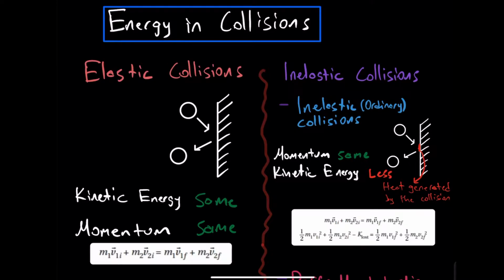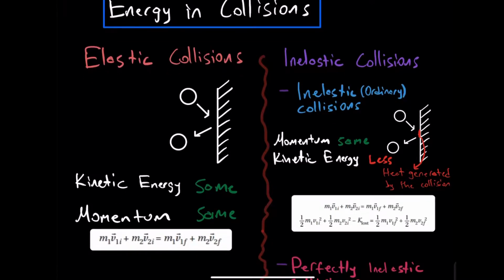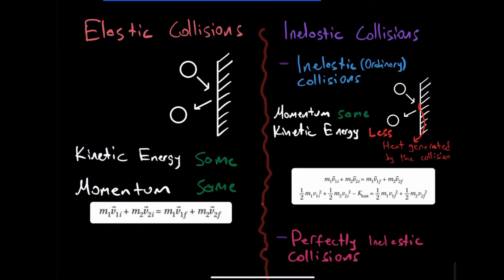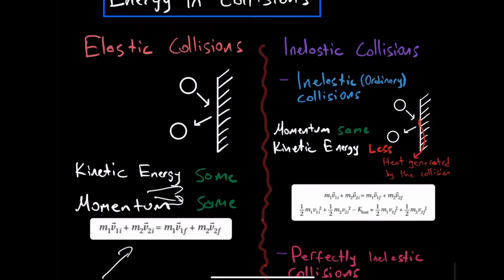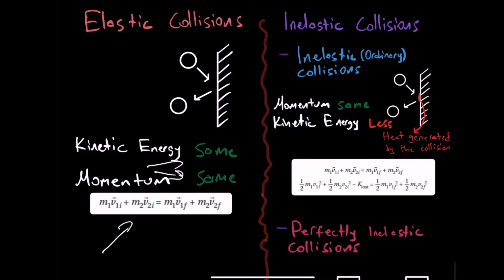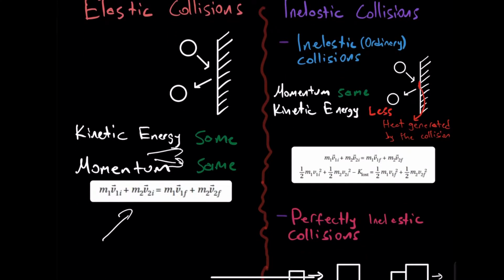There are two main types of collisions, which are elastic collisions and inelastic collisions. Elastic collisions are relatively simple because in an elastic collision, the kinetic energy is conserved and the momentum is of course conserved. So we simply use the formula that we have used all the time. In inelastic collisions though, there are two ways around. The first one is perfectly inelastic collisions that we're going to talk about in a bit, and inelastic ordinary collisions.